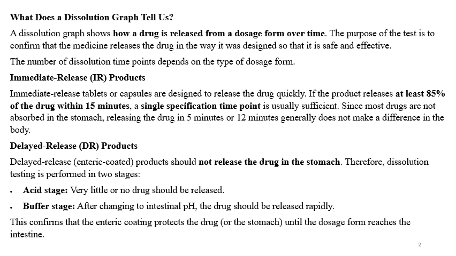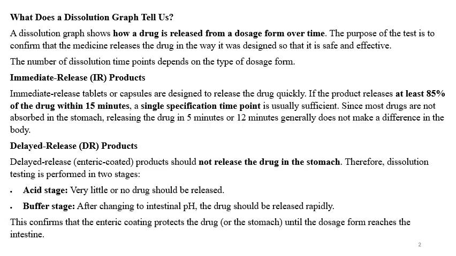A dissolution graph shows how the drug is released from the dosage form over a period of time, and the purpose of the test is to confirm that the medicine releases the drug in the way it was designed, so that it is safe and effective. If you have an immediate release formulation, the drug should get dissolved immediately. If it is delayed release, it should have acid resistance and should release in the buffer stage. If it is controlled, sustained, or prolonged release, it should maintain its profile at the early, middle, and later time points.